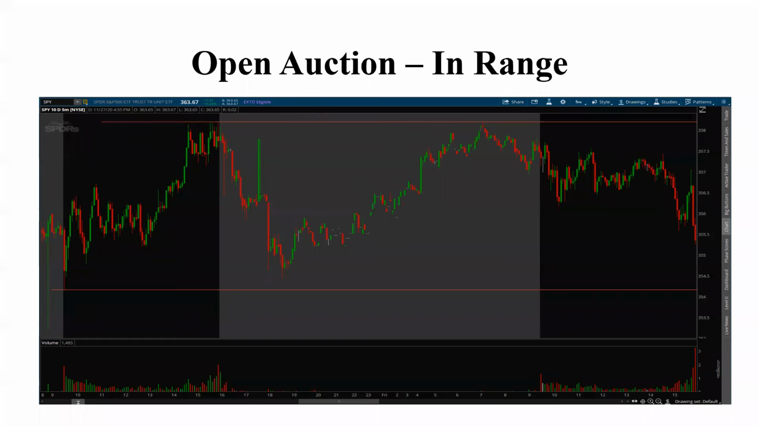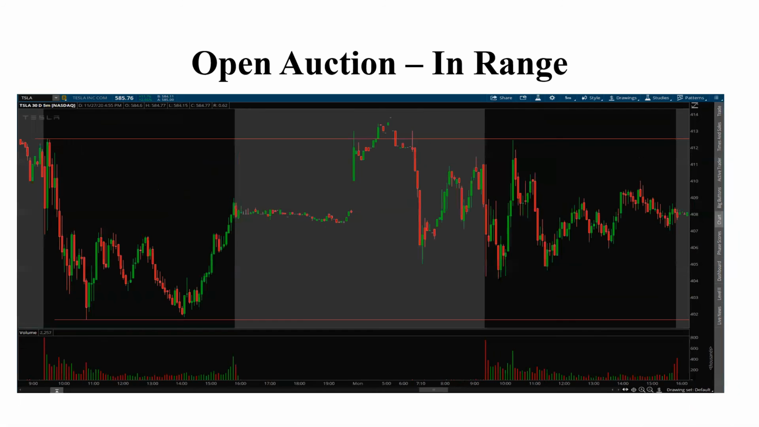Let's give you some examples. Inside day in range. Here's an example of the SPY. I trade the SPY a lot. And the SPY here, you can see, has its inside day. It opens within range. There's the previous high and the previous low, and it stays within the range of the previous day. This is called an inside day. And you don't want to be trading inside days unless you're scalping, and we'll get into that in another class. Okay, open auction in range.